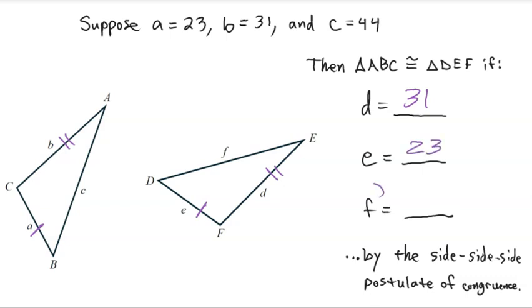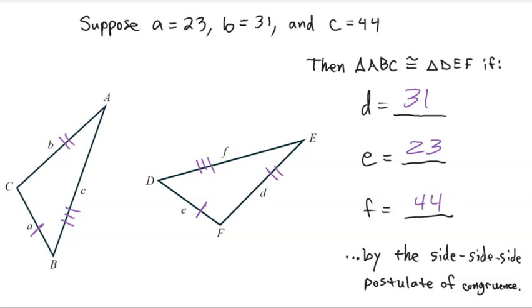And then lastly is side F. We have two sides that are congruent to the other triangle. Now we need the third side to be congruent. So F would have to be congruent to C. And so we're going to put triple slashes here. So what does it mean for F to be congruent to C? Well, C is equal to 44. Then F would have to be equal to 44. So we're going to put F equals 44.